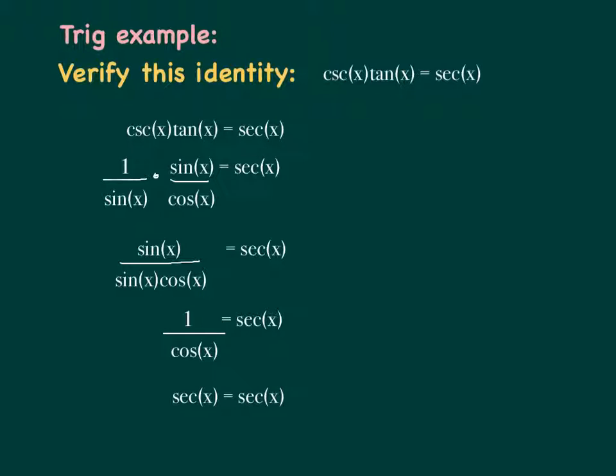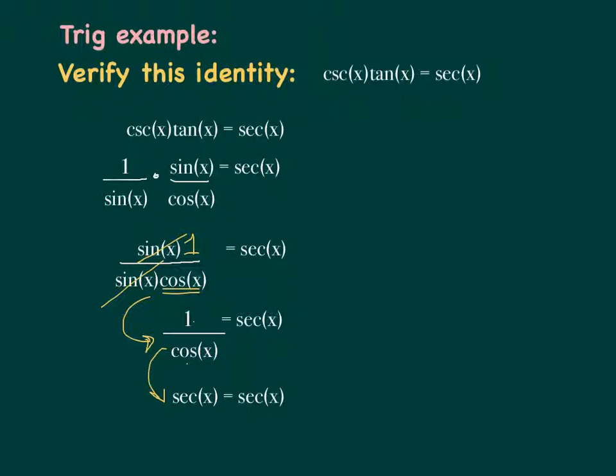But then notice here, I have a sine in the numerator and a sine in the denominator, so I can cancel those out, which leaves me with 1 in the numerator and cosine in the denominator. So 1 showed up here, and then I still have my cosine. Travel down. Well, 1 over cosine, I know that to be the secant of x.